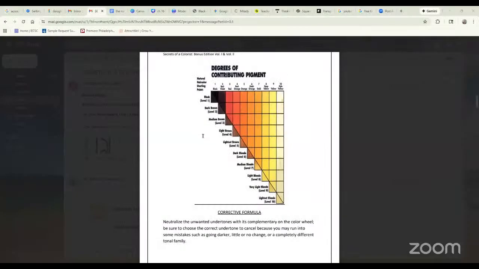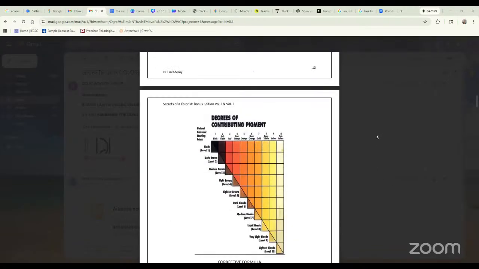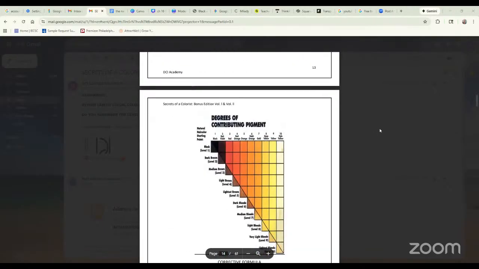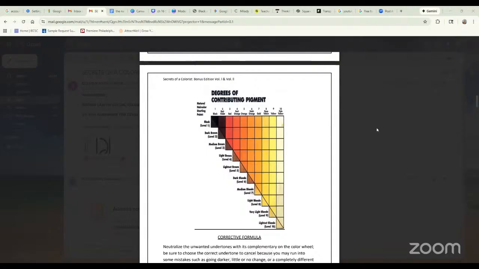All right, we're in our Secrets of a Colorist book. This is the bonus edition, volume 1 and 2. So today we're going to use this book to help us break down hair color formulas and also have a fire chat about gray hair.